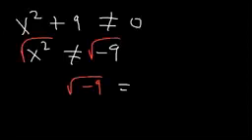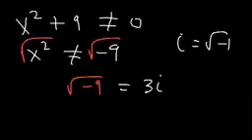It's an imaginary solution. This is equal to 3i, where i is equal to the square root of negative 1. So you won't get a real answer for x. If you want to look for an imaginary answer, then it's equal to plus or minus 3i.